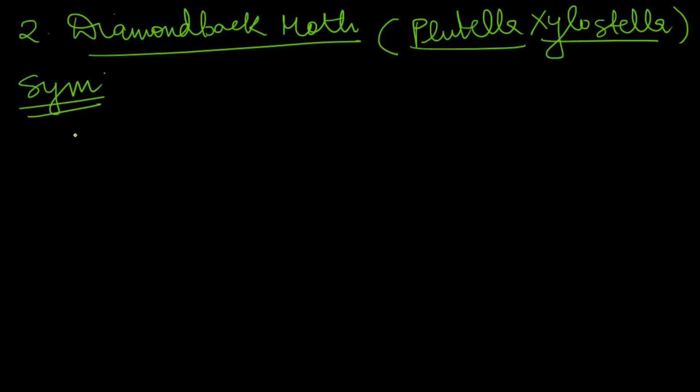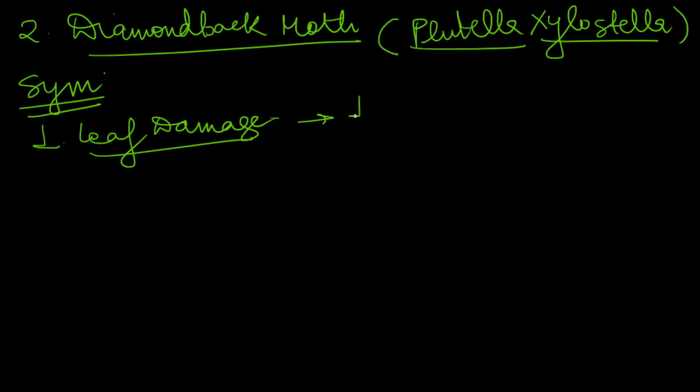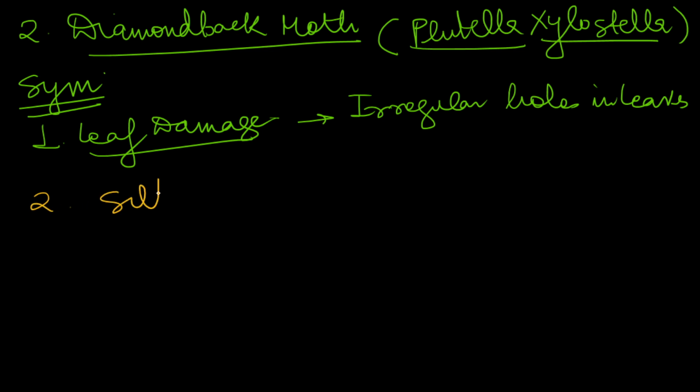What symptoms are there? Obviously, you will find leaf damage here also. Small larvae scrape the leaf surface initially, making irregular holes. So you will find irregular holes in leaves. Secondly, you will also find silken webbing in the leaves.